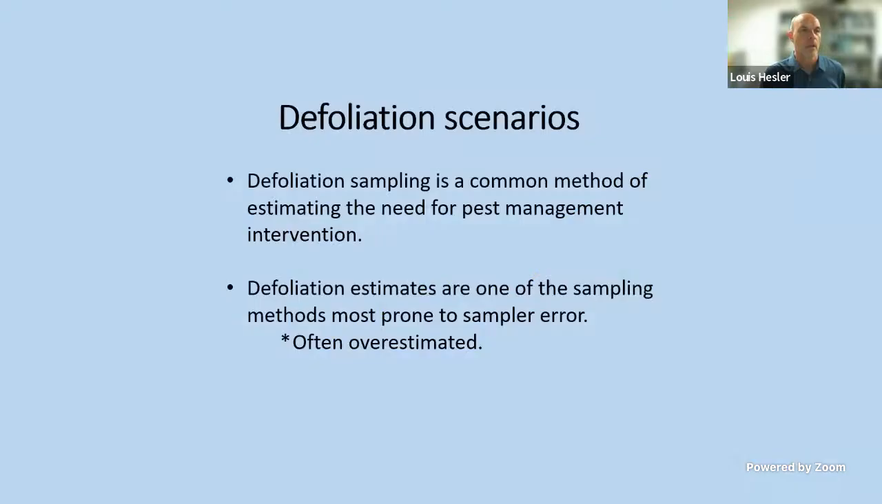Okay, and then finally, we'll discuss a few defoliation scenarios. Defoliation sampling is a common method of estimating the need for pest management intervention. And defoliation estimates are one of the sampling methods that are most prone to sampler error, however, and they're often overestimated. We often think there's more defoliation out there in a soybean field than there actually is.